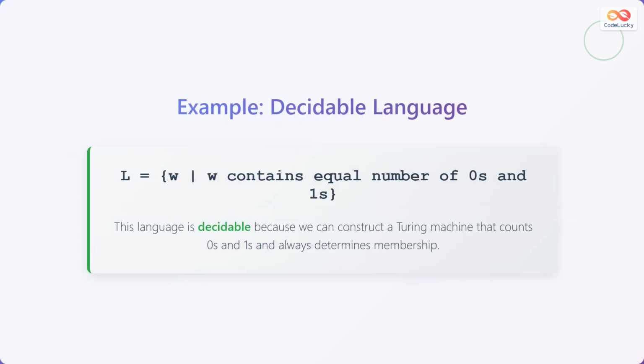Let's consider an example of a decidable language to solidify our understanding. Suppose we have a language L, defined as the set of all strings w that contain an equal number of zeros and ones. This language is decidable because we can design a Turing machine that meticulously counts the number of zeros and ones in any given string. The Turing machine will then always be able to determine whether the string belongs to L or not.